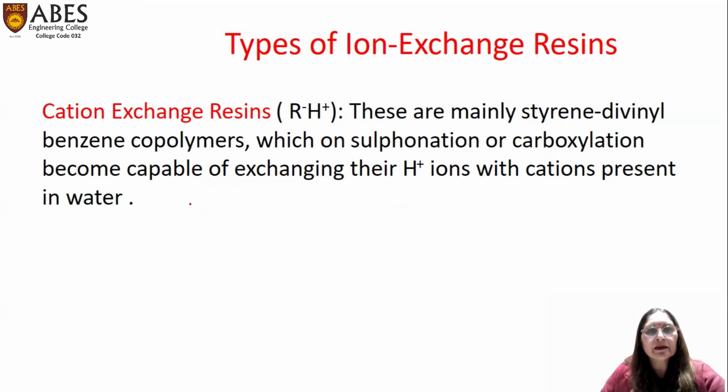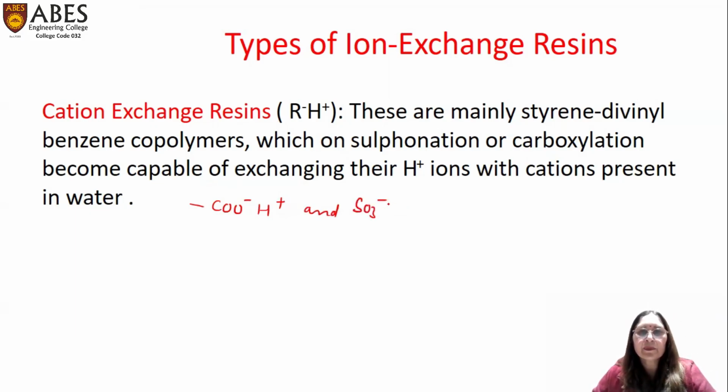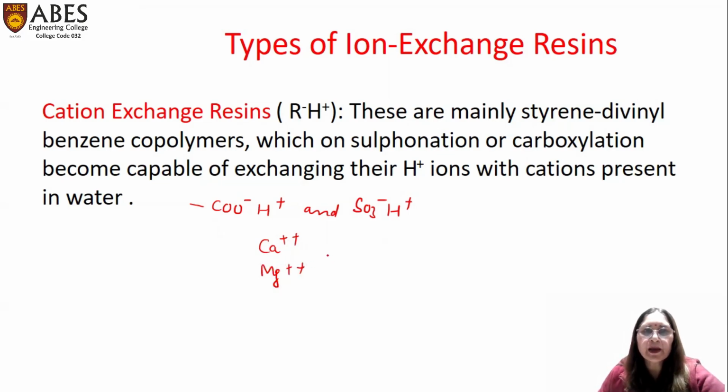Acidic functional groups are like the carboxylic acid group and the sulfonic acid group. These are the acidic functional groups contained by cation exchange resin. The cations of hard water, calcium ion or magnesium ion, are both removed by cation exchange resin.